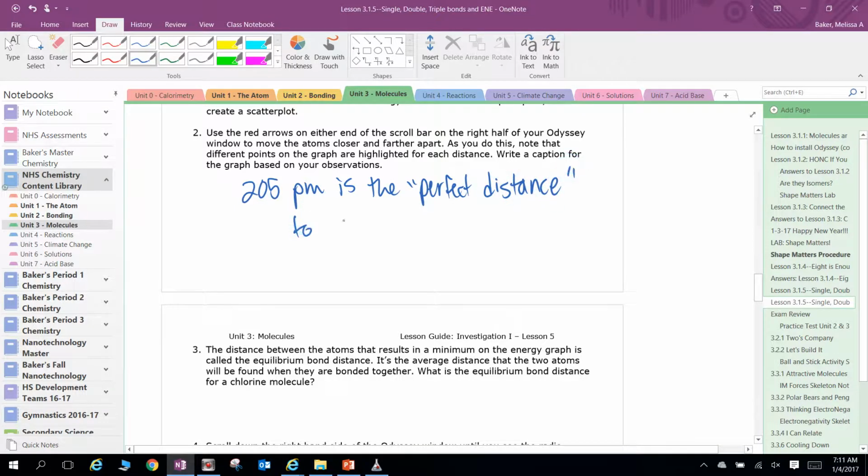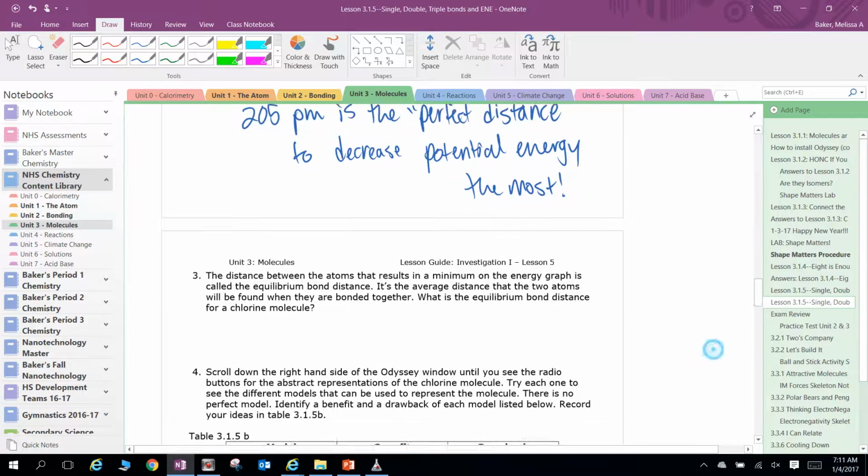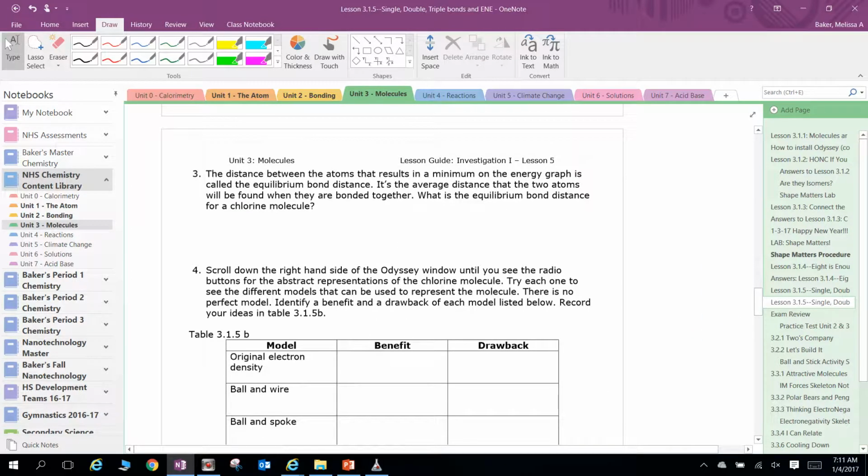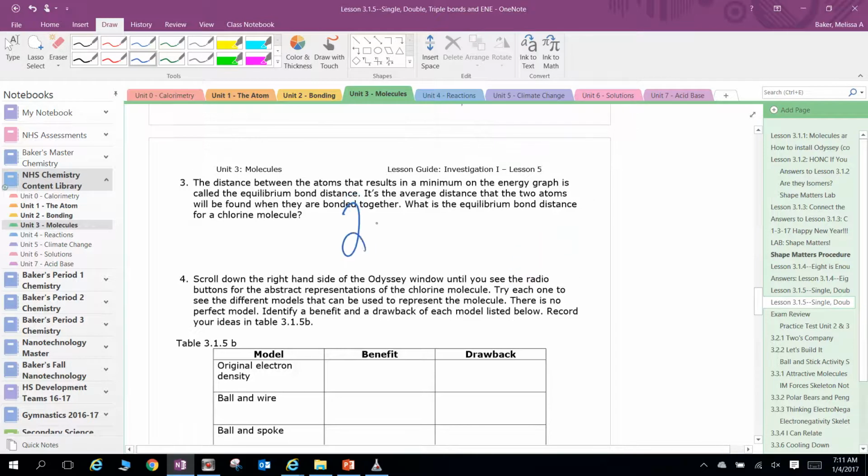to decrease potential energy the most. The distance between the atoms that results in a minimum is called the equilibrium bond distance. It's the average distance between the two atoms. Oh, we just did this, 205 picometers.